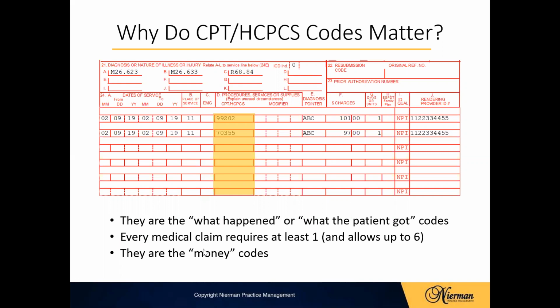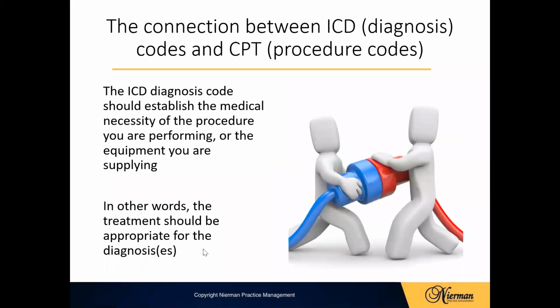Okay, so once you break down the medical claim form, you can see in section 21, you've got your diagnosis codes. The diagnosis is going to show why the patient's there. And then the procedure codes show, okay, this is what we did. And it's very important to connect the ICD diagnosis codes and the CPT procedure codes. Because the ICD diagnosis code should establish the medical necessity of the procedure you're performing or the equipment you're supplying. In other words, the treatment should be appropriate for the diagnosis.